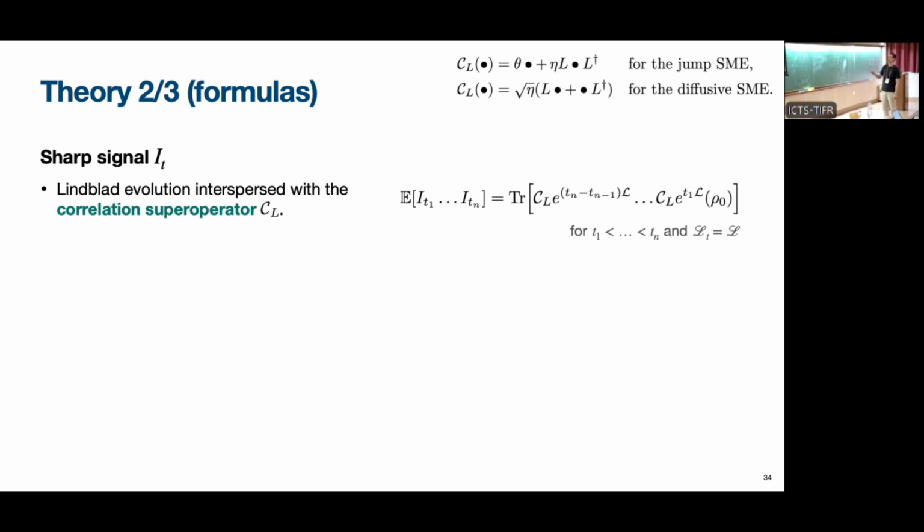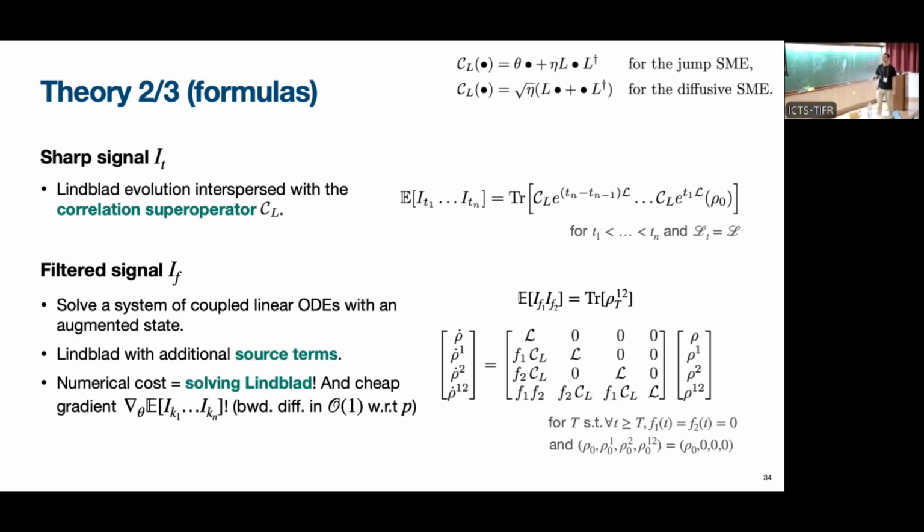So to compute the expectation value of I at time t1, I at time t2, etc., up to I at time tn, you start from the initial state, you apply the average Lindblad evolution up to time t1, and at this time you insert the correlation superoperator depending on the detector you're using. Then you evolve with the Lindblad evolution up to time t2, you insert the correlation superoperator, etc., up to the final time. And this gives you some weird operator. And the trace of this guy is exactly the quantity you're looking for. So this is very cheap to compute. If you can simulate Lindblad, you just need to simulate Lindblad and then apply this correlation superoperator.